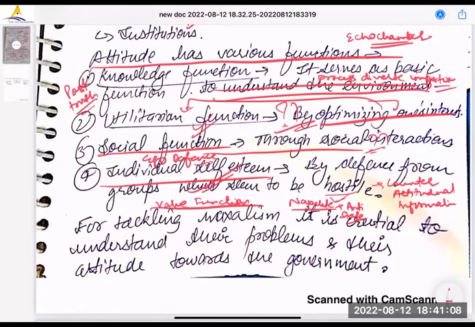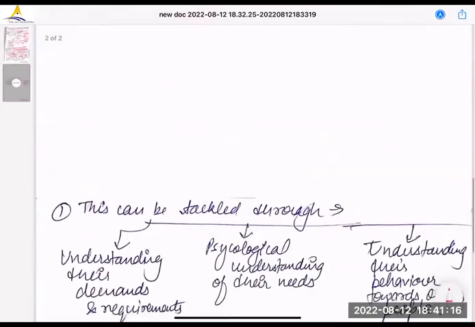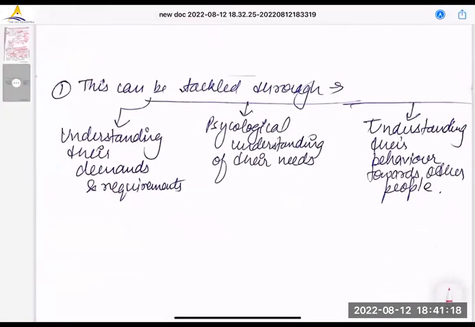There's a saying, we become what we pretend to be, so we should be very careful what we pretend to be. Or Buddha says, what you think you become. This can be tackled through, what is this? Naxalism. So Naxalism can be tackled through understanding their demands, by psychological understanding of their behavior. So last part is not addressed properly.